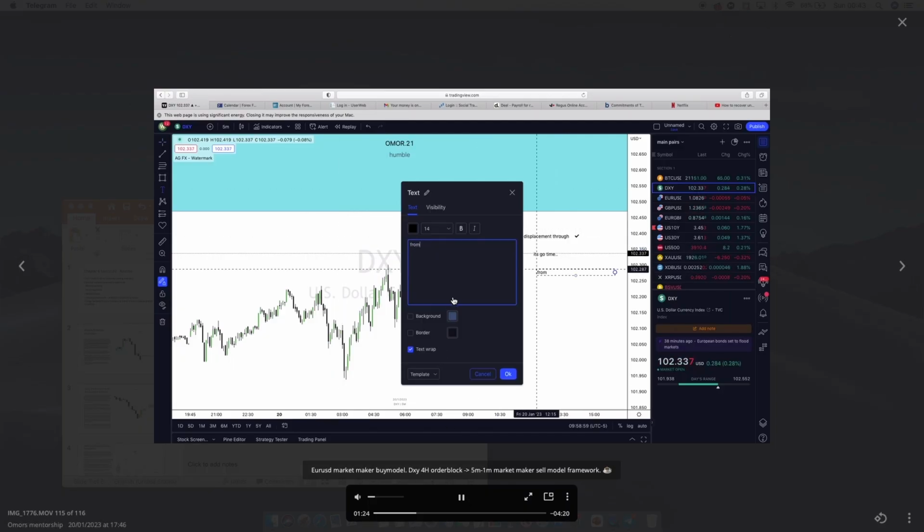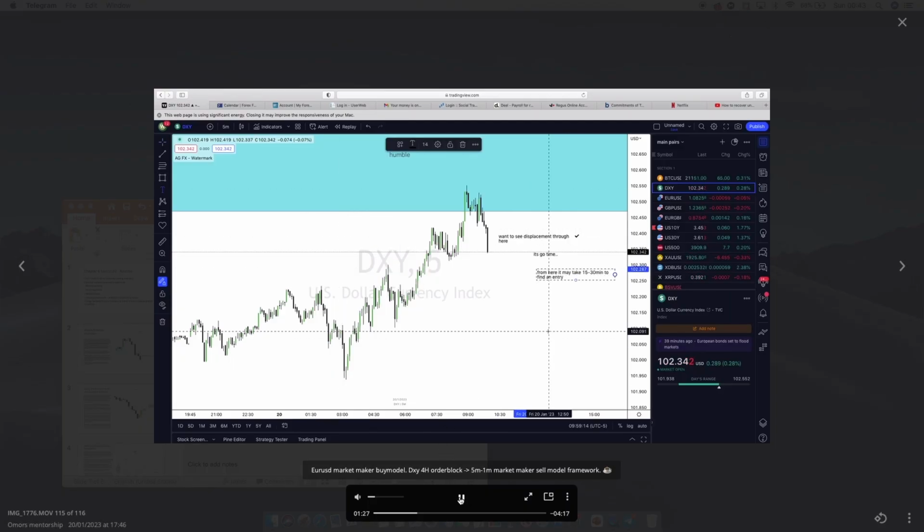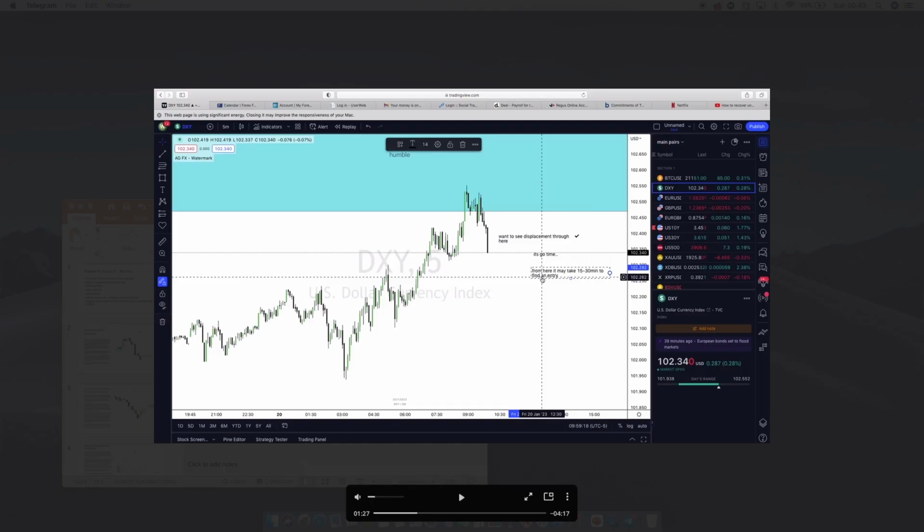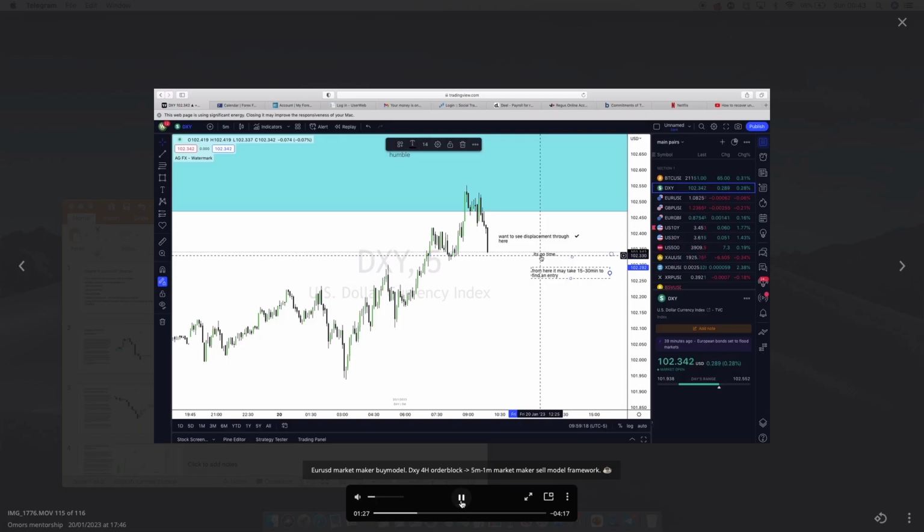You see how it's gone straight through that old fair value gap? Now, I say from here it could take 15 to 30 minutes to find an entry. That was me anticipating it's going to be a bit slow because the day was quite slow, but the displacement was quite fast. The reason I said 15 to 30, each candle's 5 minutes. I was expecting 3 to 5-ish candles to come and offer this fair value gap and then move down lower, but it happened a lot faster than that.